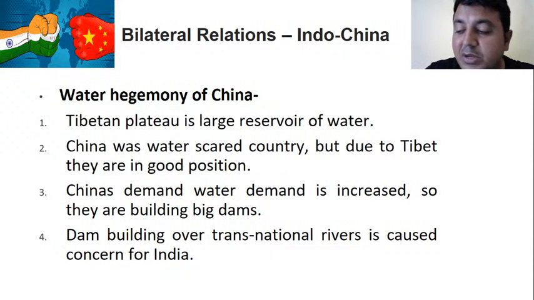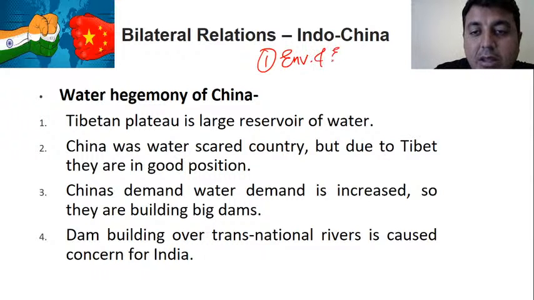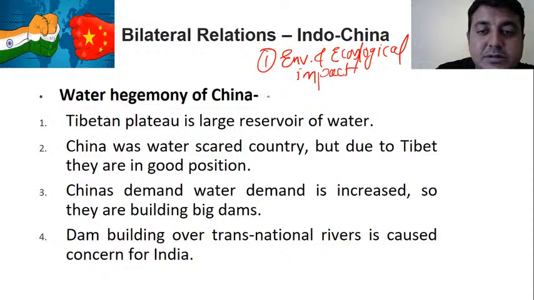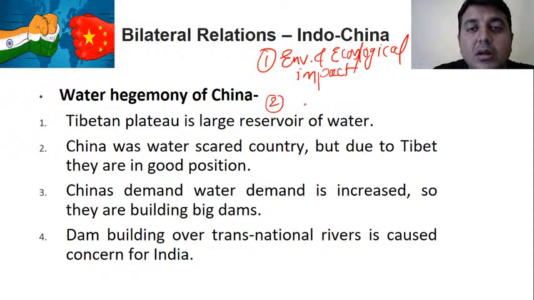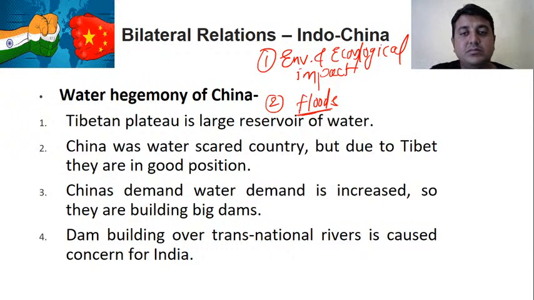The other important aspect, what we mentioned first, is the environmental and ecological impact. That's why India is concerned. The second most important thing is that India has a fear of floods. How? If the availability of water is more, China is going to open the gates, and this is going to cause floods. This is also a problem, and floods lead to devastation. It is also going to hamper the environment, ecology, economy, all aspects of life. That's why India is concerned.